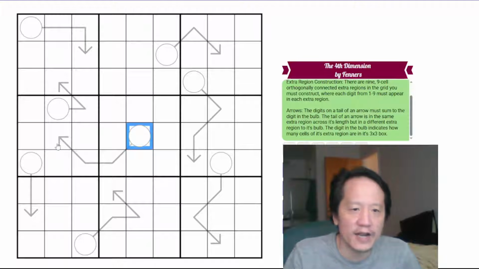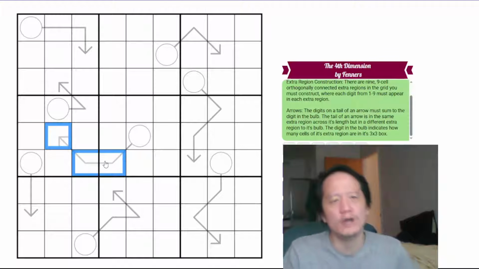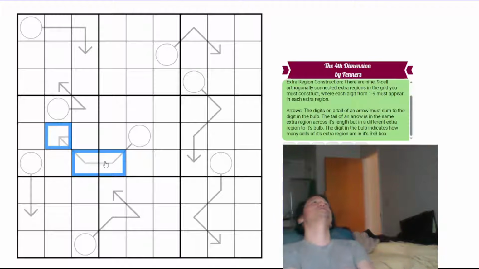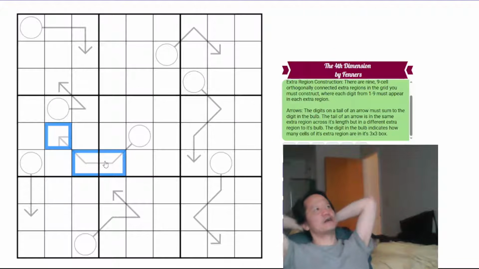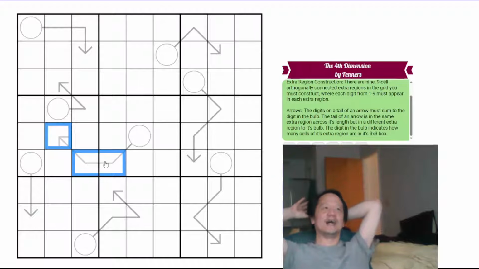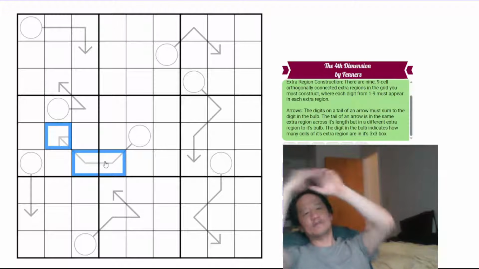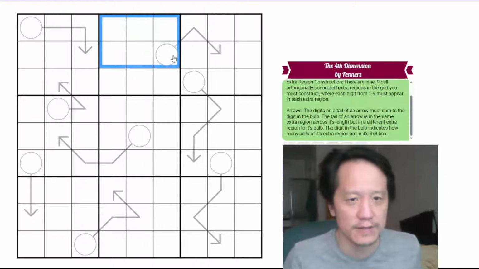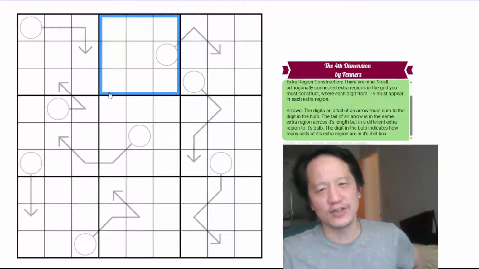The tail of an arrow is in the same extra region across its length, but in a different extra region to its bulb. Okay, so does that mean we have to construct... So does this extra region have to fill the entire grid then? They have to be separate regions from each other then. Obviously not from the designated normal 9-cell regions, which are boxes. But I think they have to be different from each other then.